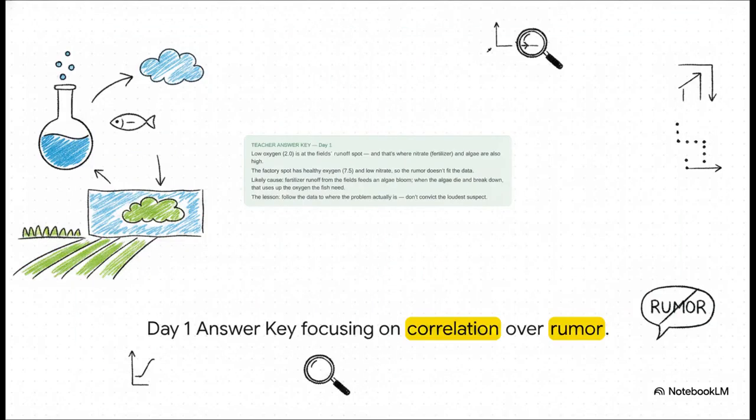As the Day 1 answer key highlights, the students have successfully identified a strong correlation. The low oxygen happens to be exactly where the fertilizer runoff and heavy algae are. The explicit lesson here is so profound. Follow the data to where the problem actually is, and whatever you do, don't just convict the loudest suspect.